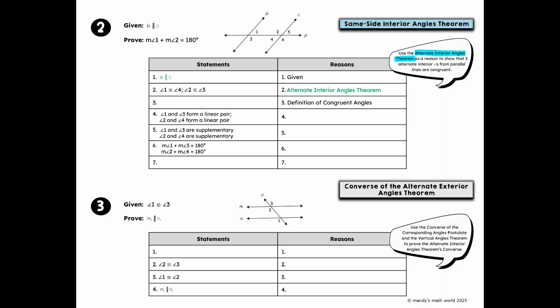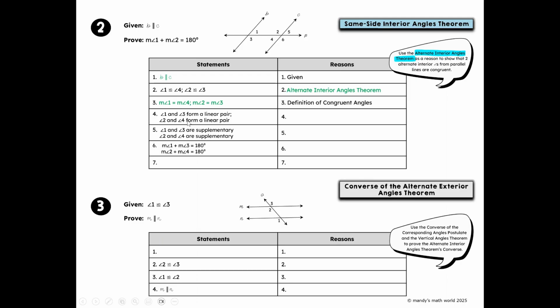Now, the reason number 3 says definition of congruent angles. Well, congruent angles have the same angle measure. So I can say angle 1 is congruent to angle 4, and I can get that the measure of angle 1 is equal to the measure of angle 4.